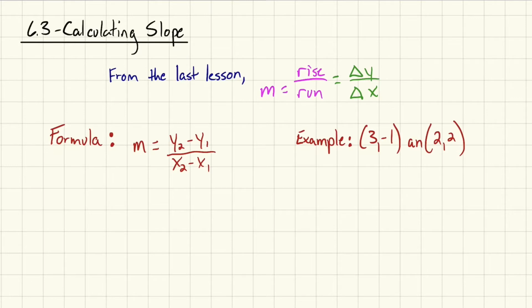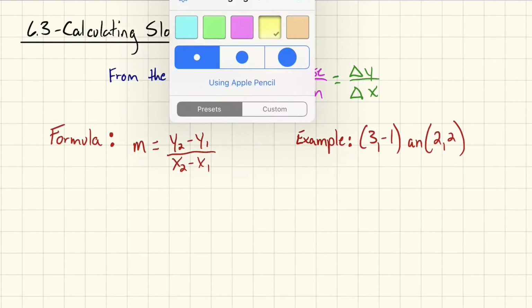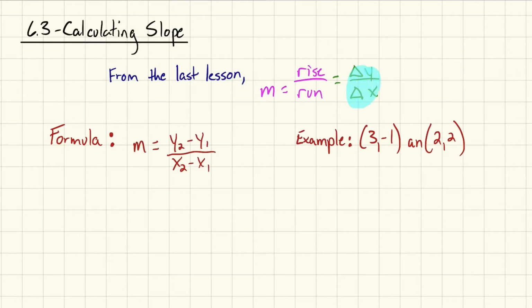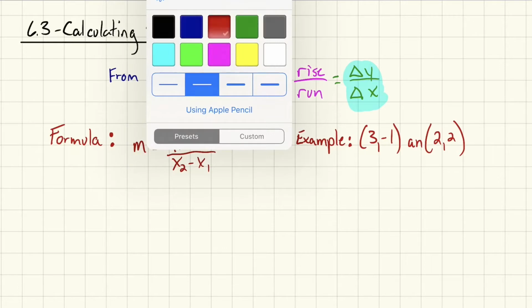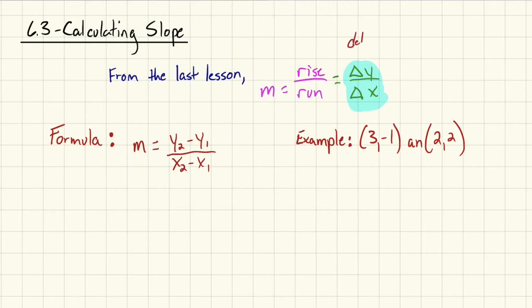Sometimes you will see books have what's written in green. I'm going to highlight this in blue right here. You'll see this term that looks like triangle y divided by triangle x. That is really the Greek letter delta, is what that triangle is. And basically that means change in, right?